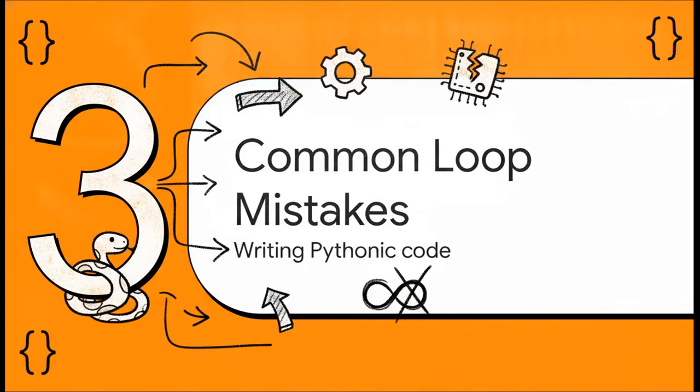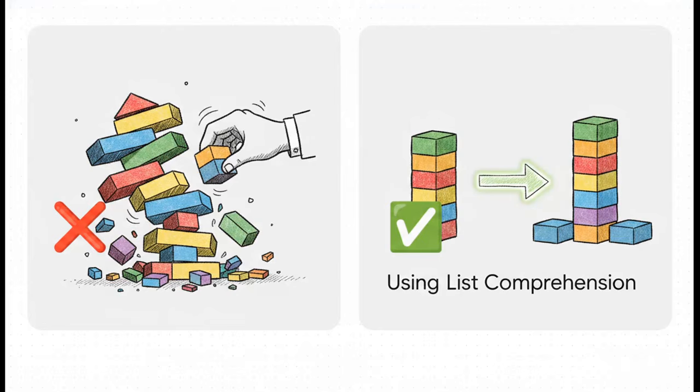All right, section 3, common loop mistakes. Because yes, even seasoned programmers mess this up sometimes, but fixing these will instantly make your scripts look so much more professional. Mistake number 1 is basically like pulling the bottom blocks out of a Jenga tower while you're still building it: trying to remove items from a list while you are actively looping over it. It shifts the index and causes elements to get randomly skipped. The Pythonic fix? Just use a list comprehension to make a clean, brand new copy containing only the items you actually want to keep.